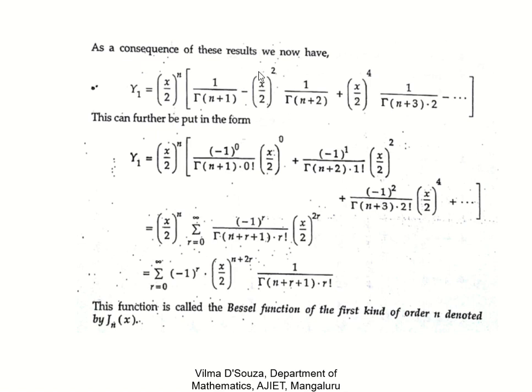You can observe the terms are plus or minus. So when you generalize you can write it as minus 1 to the power r. This x by 2 to the power n you can take out of the summation. The remaining terms you are writing in terms of summation now. So summation, in the denominator what do you have? Gamma n plus 1, n plus 1 plus 1, n plus 1 plus 2 and so on. So generally you can write it as gamma n plus r plus 1.